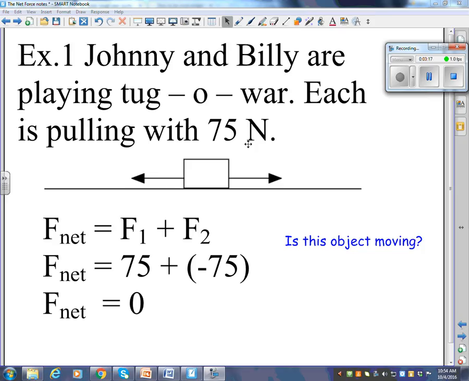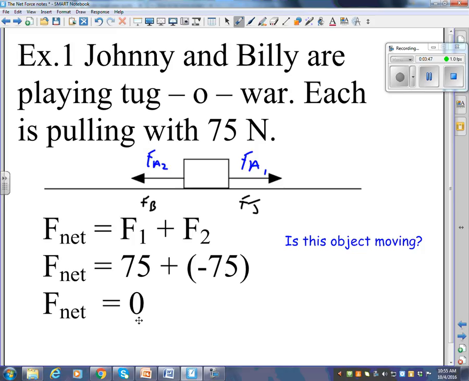Okay, so the net force, F1 plus F2. Now, does it have to be F1 and F2? Someone might call it FA1, applied force 1. Someone might call this one FA2. I guess you could call it FJ and FB. It doesn't matter, as long as it makes sense to you and that I can interpret what you're saying. Right? 75 is one way, minus 75 the other direction, and so the net force is 0.